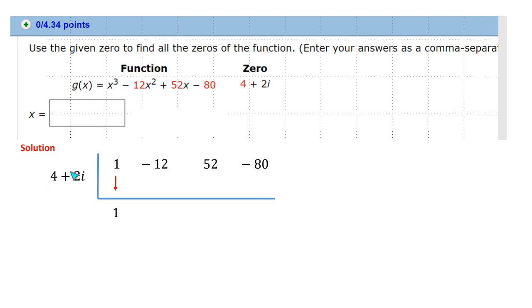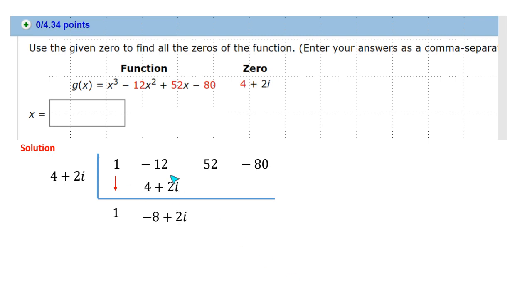So that's one option. We also know that with 4 plus 2i, there's another 0, right? Which is the conjugate, 4 minus 2i. So you can multiply those together. But we'll stick with this one for now. So let's take 4 plus 2i here. And then I have a 1, negative 12, 52, negative 80. So we're going to bring the 1 down. And then I'm going to multiply 1 times 4 plus 2i.